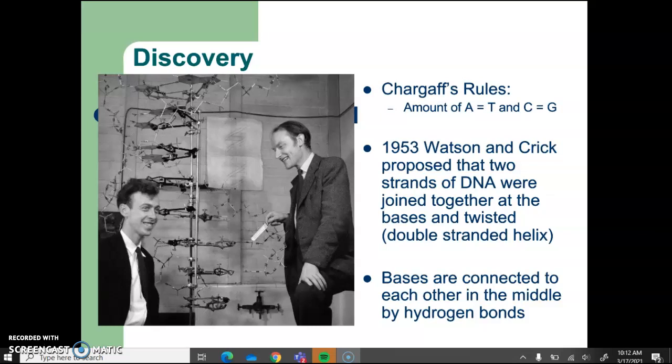These bases together, the two strands of DNA, are connected by a different type of bond, not covalent bonds, but hydrogen bonds, which are much weaker than covalent bonds. You might remember hydrogen bonds when we talked about cohesion and adhesion with water, because water is a polar molecule.